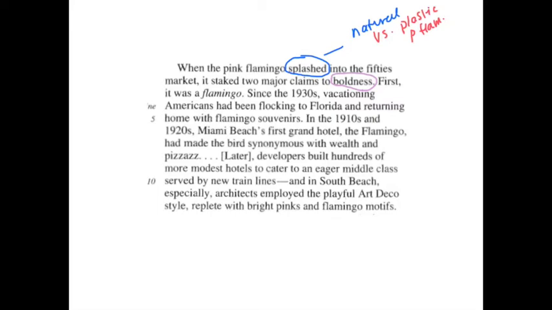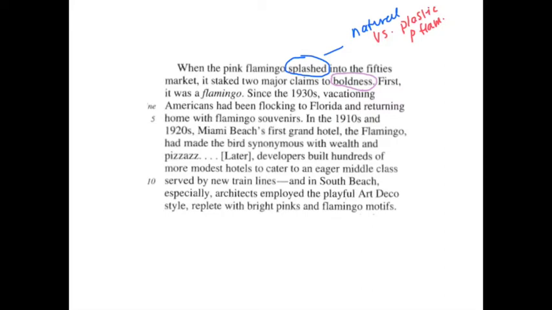And also this word boldness. Boldness is now the quality that we are associating with this plastic pink flamingo. And so we're going to look for, is that really a desirable quality? Is that something that she's associating with American culture, or that Americans want to be seen as? That perhaps is something that will come up later on in the passage.